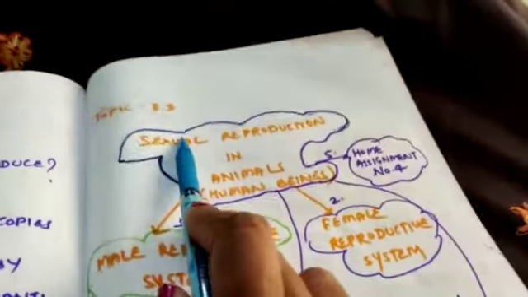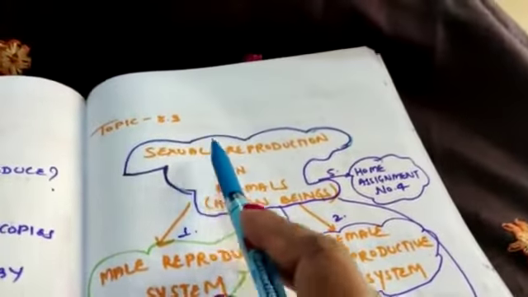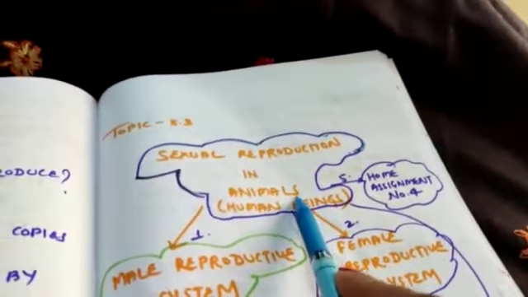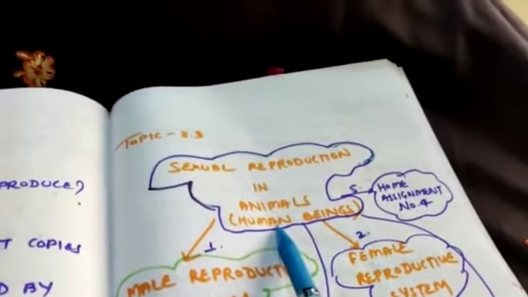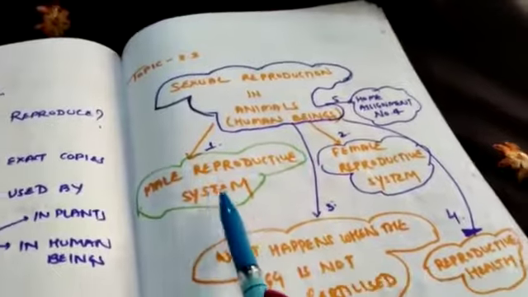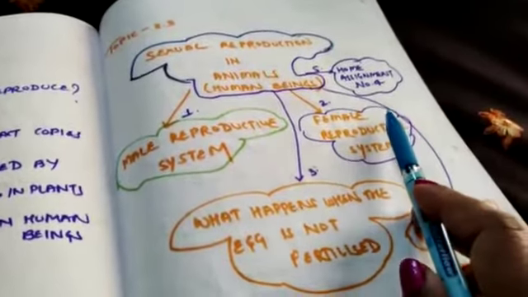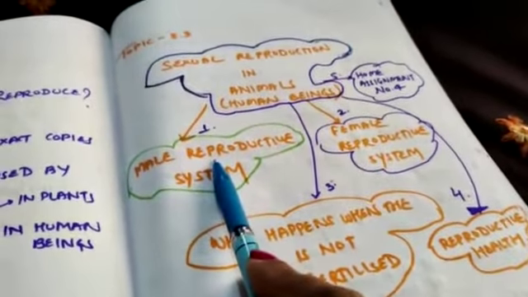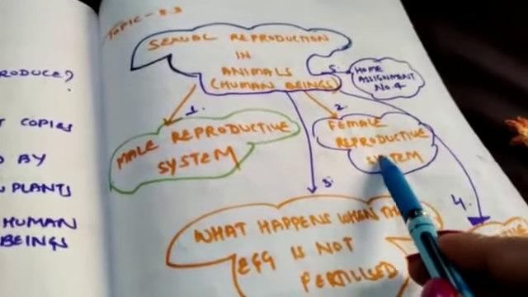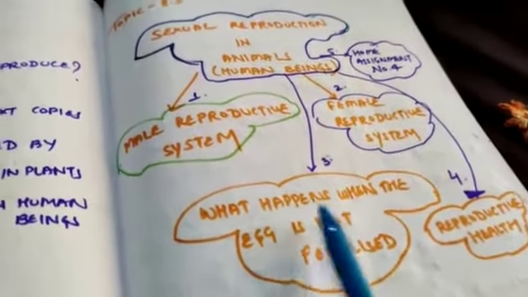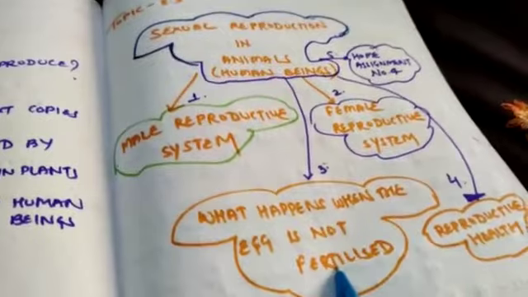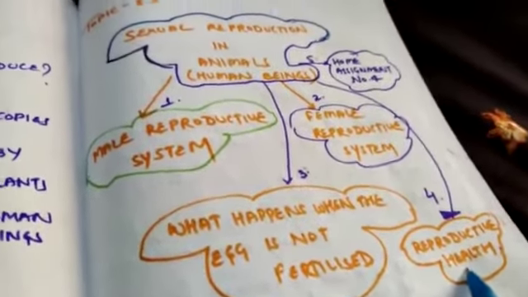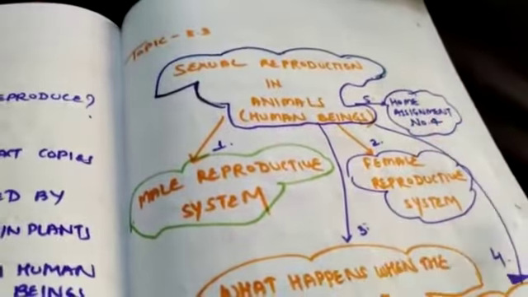Right, so here is our topic 8.3, the rest of the part, sexual reproduction in animals. And in animals we are dealing only with human beings. So in this topic, how many subtopics do we have? Total 5. Number first is male reproductive system, number second is female reproductive system, number third is what happens when the egg is not fertilized, number fourth is reproductive health, and number fifth is home assignment number 4.